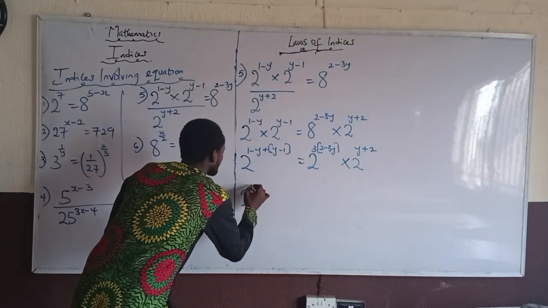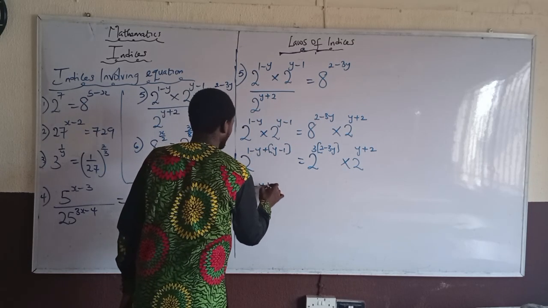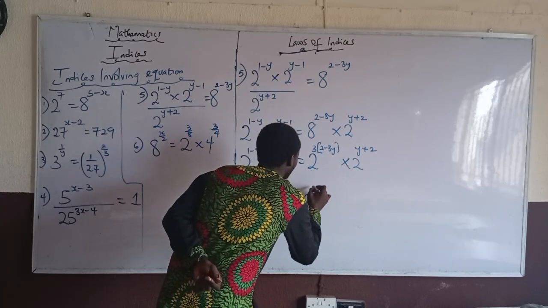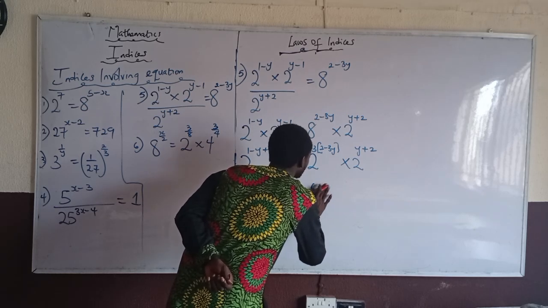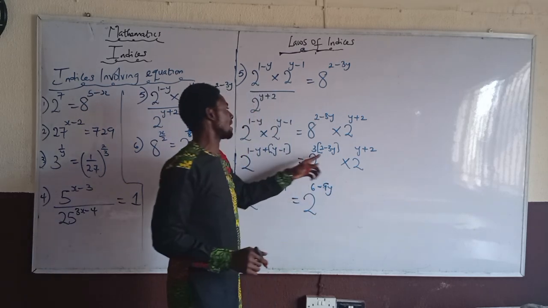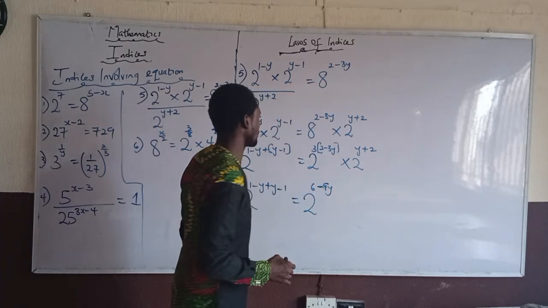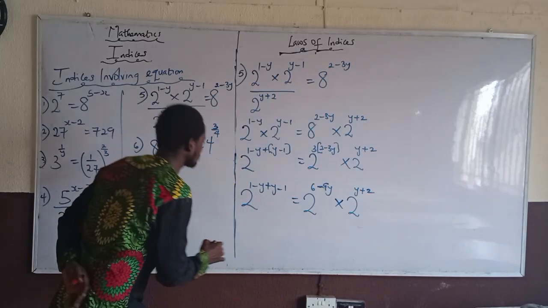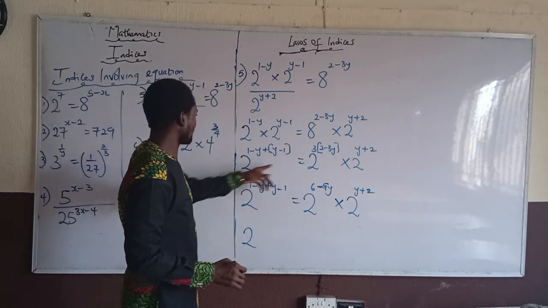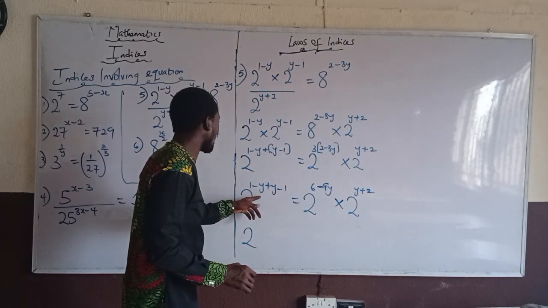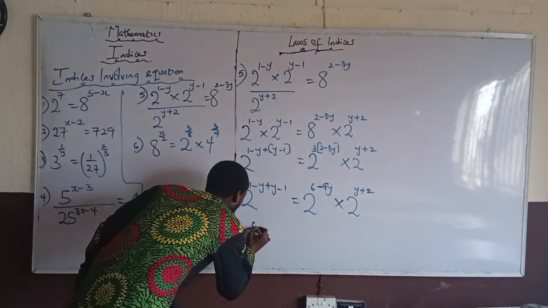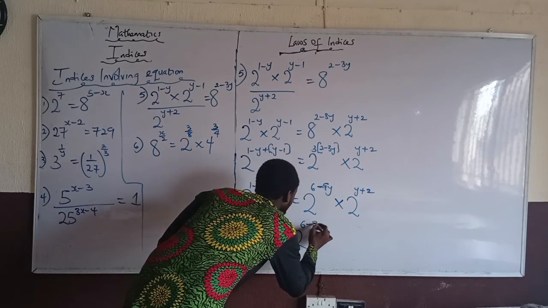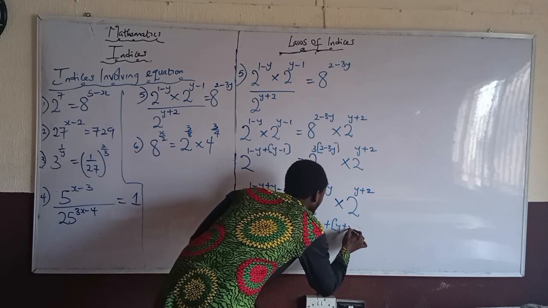Here becomes 2 raised to power 1 minus y, plus times plus, plus times minus, minus, equals to 2 raised to power 6 minus 9y. Yes, because 3 times 2 is 6, 3 times minus 3 is minus 9, then times 2 raised to power y plus 2. So here becomes 2 raised to power 1 minus 1 is 0, minus y plus y is 0, that is 0 plus 0, which is 0, equals to 2 raised to power 6 minus 9y plus y plus 2.